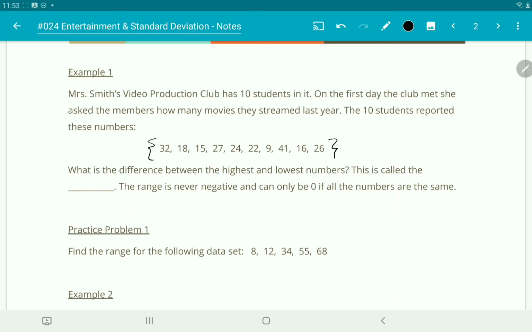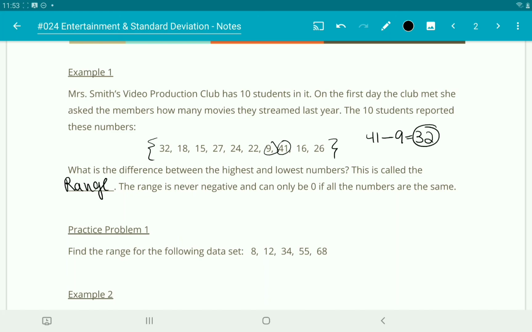What's the difference between the highest and lowest numbers? All right, highest number, 32 looks like it, but then we get over here and it's 41. Okay, so the difference is subtraction. The lowest looks like it's 9. 41 minus 9 gives you 32. Okay, that's called the range. So now we've gone over mean, median, mode, and range. Range is never negative, and it can only be 0 if all of the numbers are the same.